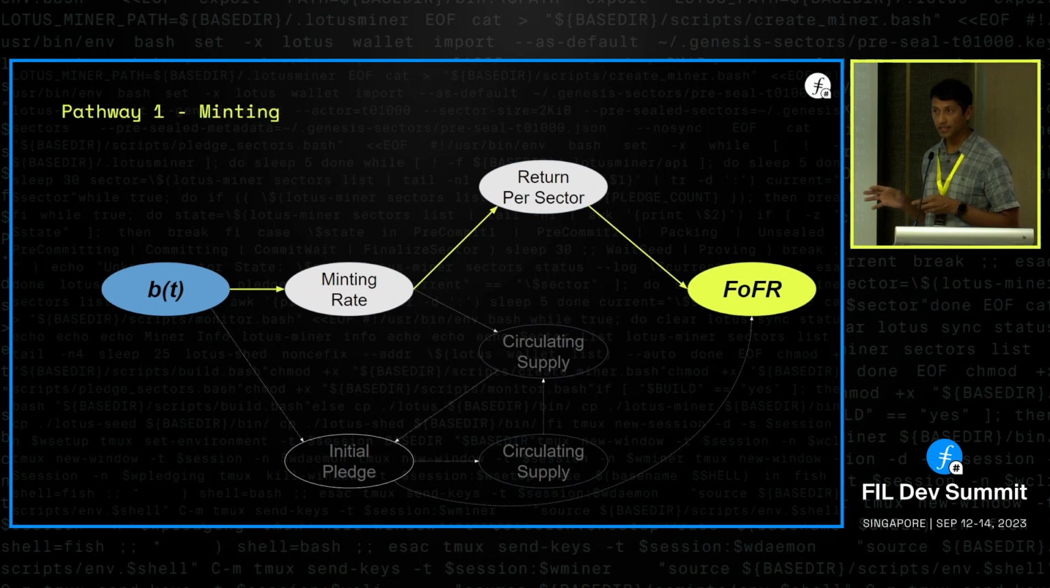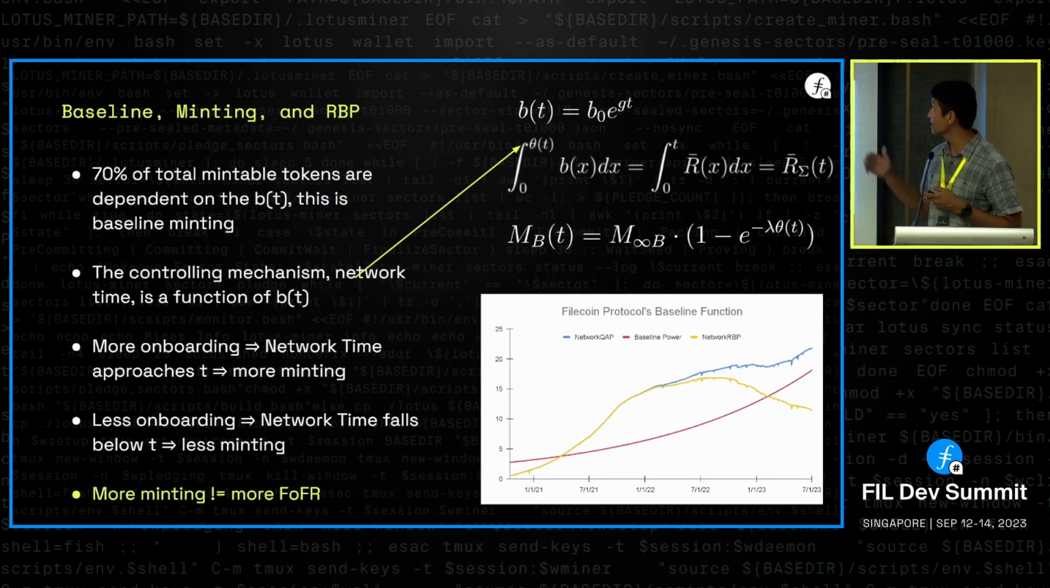The first pathway is through minting. So the baseline function is a regulator, basically, of how much minting happens, on how much Filecoin is minted. It's also dependent on raw byte onboarded, but as raw byte onboarded gets closer to the baseline, you get to the maximum minting rate. That's what this whole equation and the concept of network time is saying. But intuitively, if there's more onboarding, network time approaches real time and we get more minting. And conversely, if there's less onboarding, network time falls below and we get less minting.